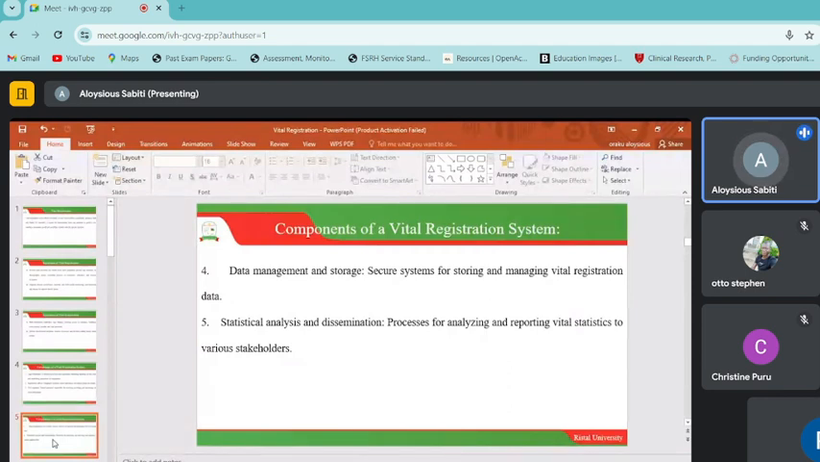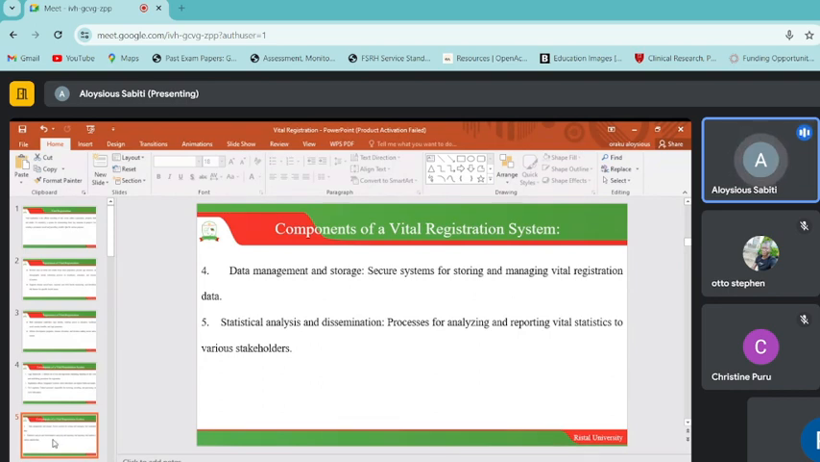These are secure systems for storing and managing vital registration data. So when this data is captured by civil registrars, it is supposed to be stored and managed by a central system. And therefore, the management and storing of this data is very vital. When you do the registration of birth, it should be collected in a certain system, to avoid cases of repeated registration of individuals.